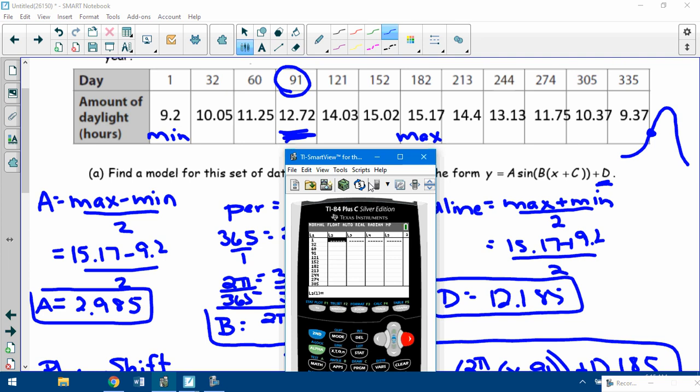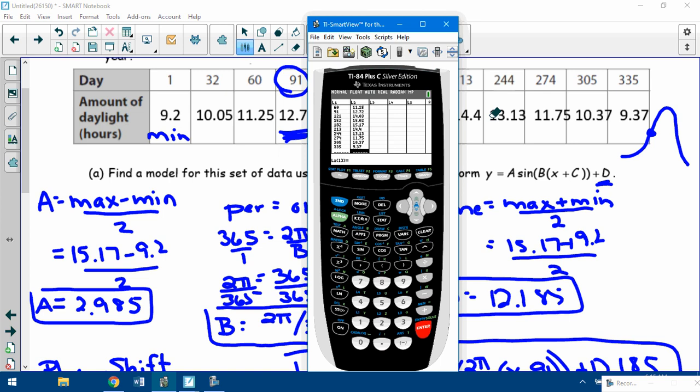Now we're going to go over to L2: 9.2, 10.05, 11.25, 12.72, 14.03, 15.02, 15.17, 14.4, 13.13, 11.75, 10.37, and 9.37. Okay, so I got that all in there.